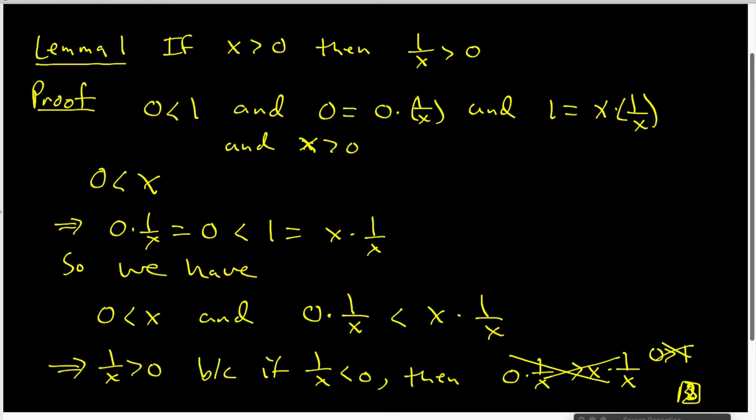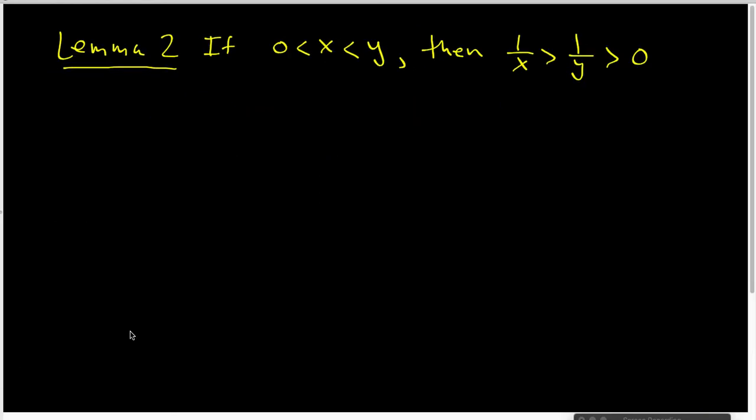The second lemma states this. If we have 0 is less than x and x is less than y, then the reciprocal of x is bigger than the reciprocal of y. In other words, taking reciprocals changes the order of the inequality if everything in sight is positive. Now, we're going to be able to use lemma 1 in the proof of lemma 2. So here's the proof of lemma 2.